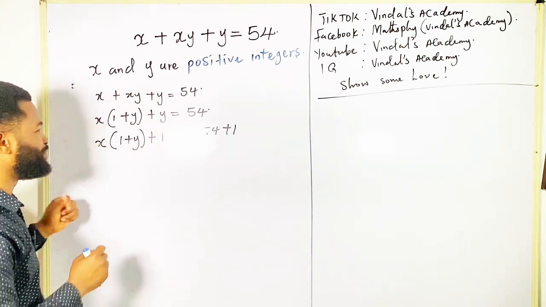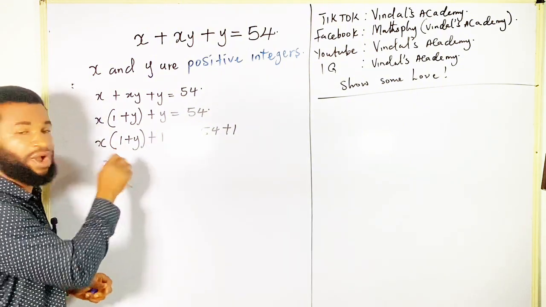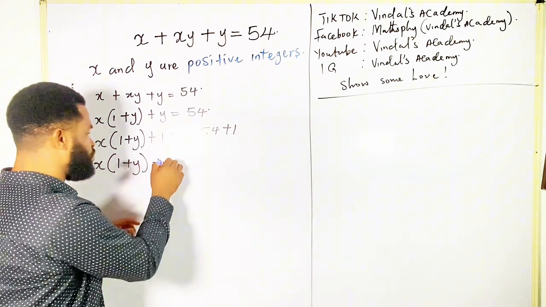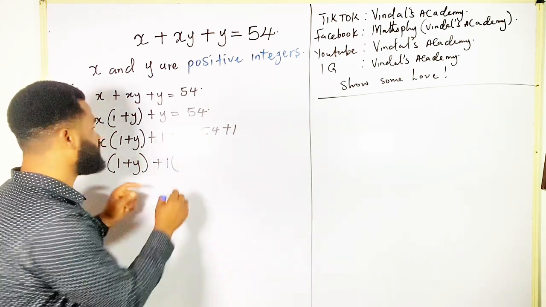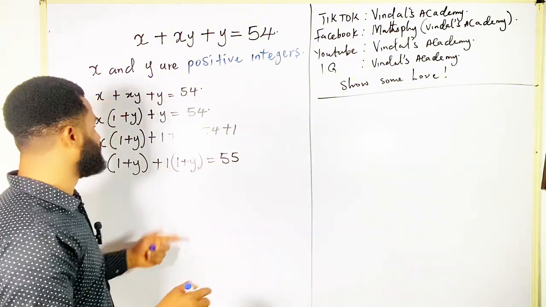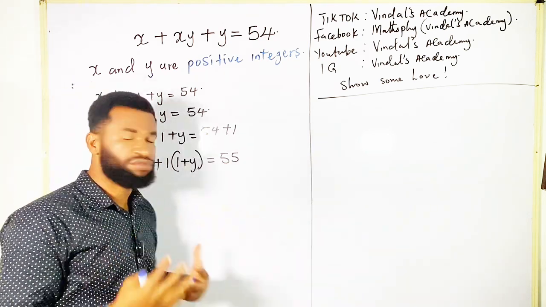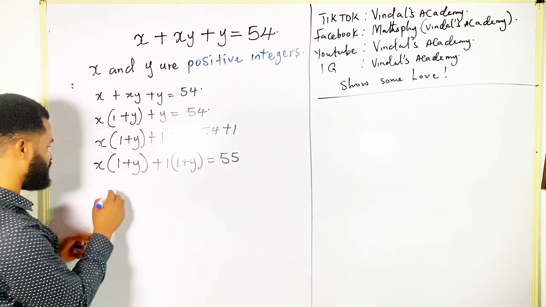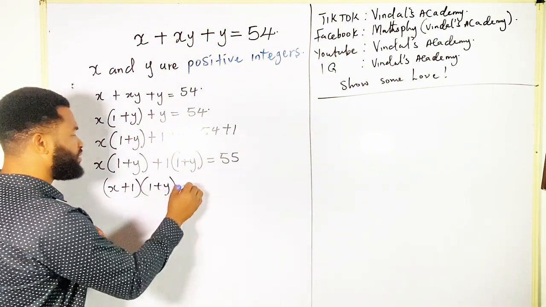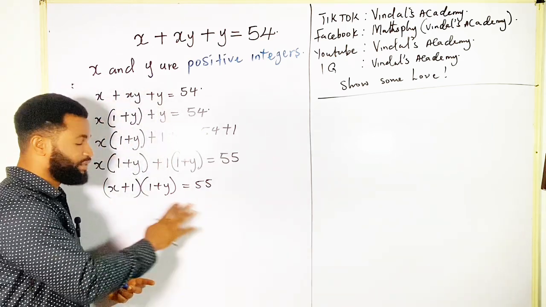So the next thing I'm going to do is to factorize this in order to have 1 plus y. So I'm going to have x bracket 1 plus y, plus 1, which is outside the bracket, so it doesn't change anything. I have 1 plus y, and this is going to be equal to 55. All right, so I have this and I have this. In that case, I'm going to add them. To add this, I'm going to have x plus 1 and then 1 plus y, and this is going to be equal to 55. This is exactly what we have here.